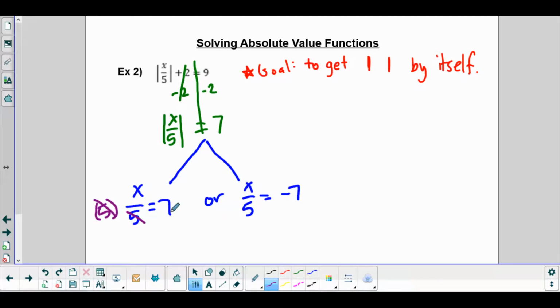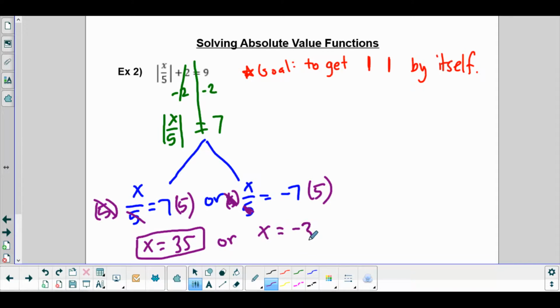So these 5s cancel. Remember, what you do to one, you got to do to the other. So these 5s cancel, so you get x. 7 times 5 is 35. This is one solution. Or, on the other side, x divided by 5 equals -7. How do you undo division by 5? Same as before, you got to multiply by 5 so that these 5s cancel. And on the other side, you get x. -7 times 5 is -35. So those are your two solutions.